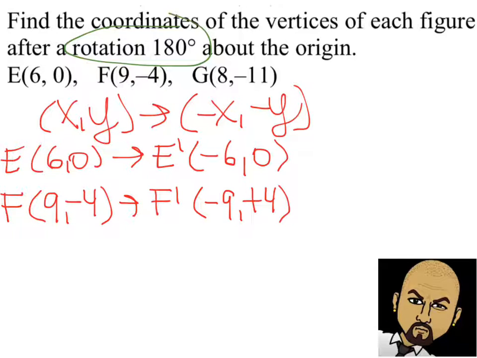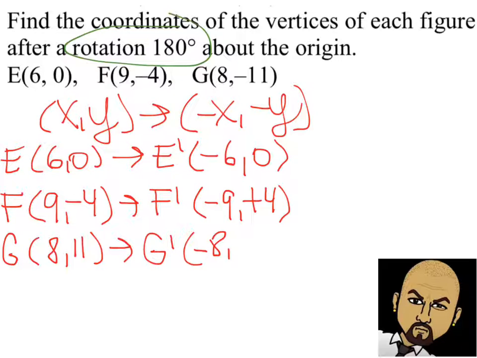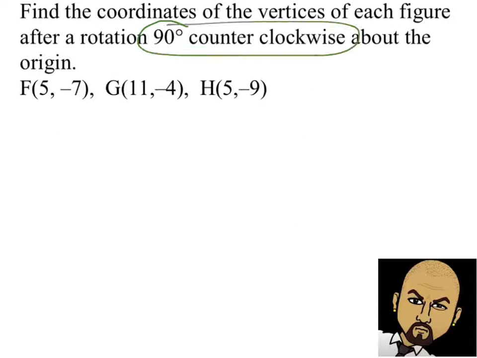All right, let's go ahead and do the next vertex, which is G. And G prime, again, the opposite of x. X is 8, and so the opposite of x is going to be -8, which will be our new x coordinate, while our y coordinate is going to be the opposite of 11, which is the y coordinate in the pre-image, and that's going to result in -11 for the y coordinate. And there we go. We just rotated our first vertices about the origin. All right, let's try another one.